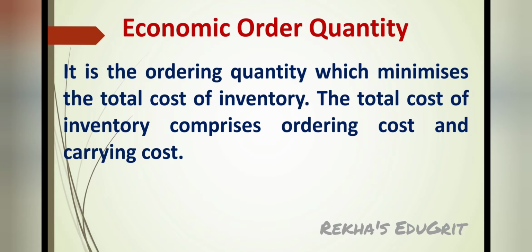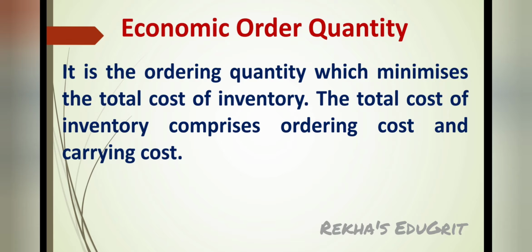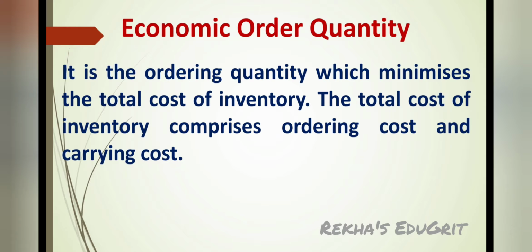The two costs have an inverse relationship. If the order quantity is larger, the ordering cost will be low because orders placed are few, but the carrying cost will be high. So the ordering quantity should be fixed at that level where the total cost of inventory is lowest. This is possible when the ordering cost is equal to the carrying cost. Thus economic order quantity is that quantity at which the total inventory cost is minimum, that is, the ordering cost and carrying cost are equal.